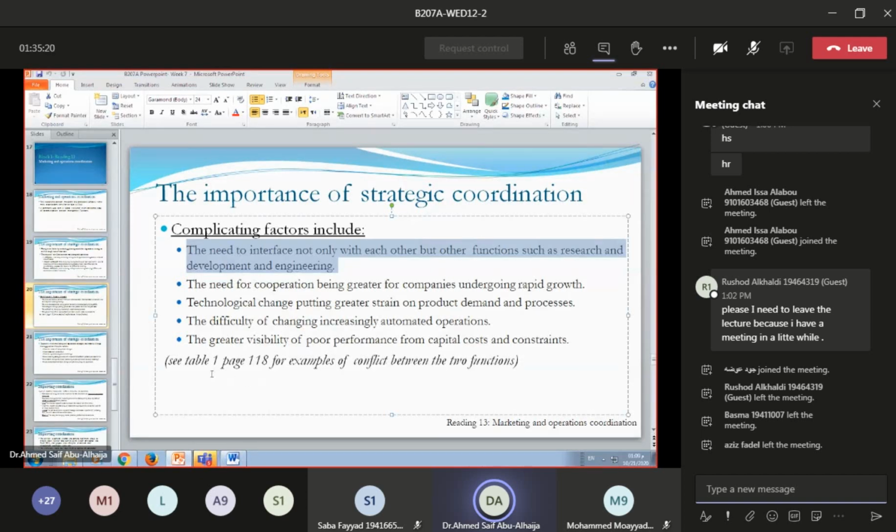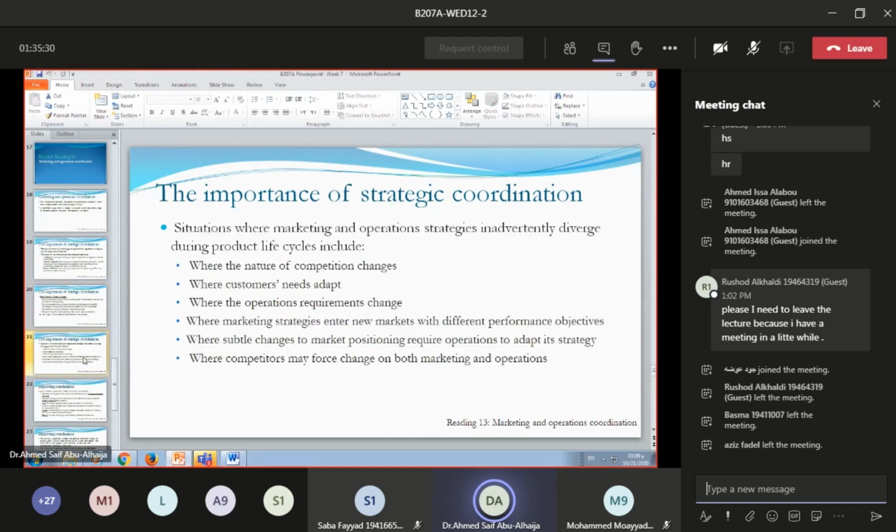You can read it, and they told you here to go check table 1, page 118. Please, once you see that, check it, okay? It's important to check the conflict. Importance of strategic coordination, that's what we need, right? The coordination.